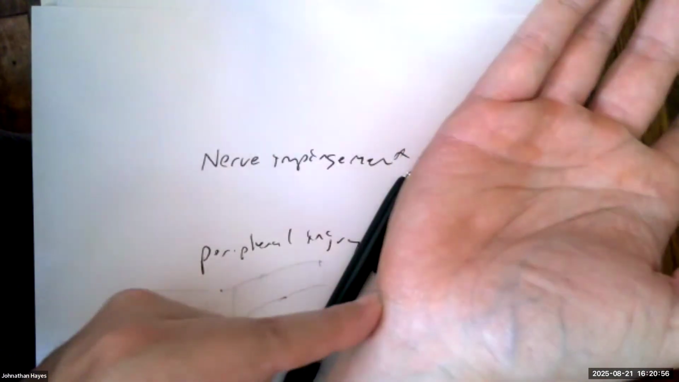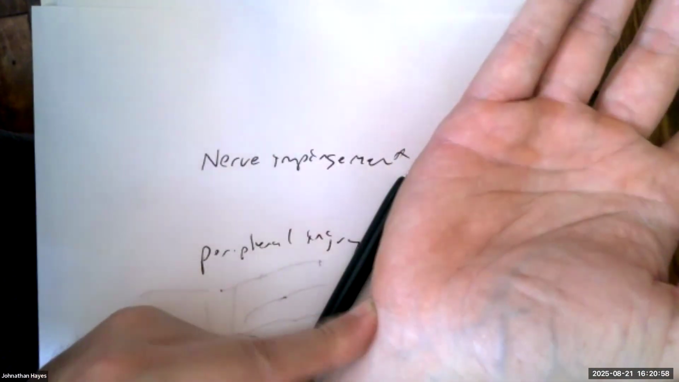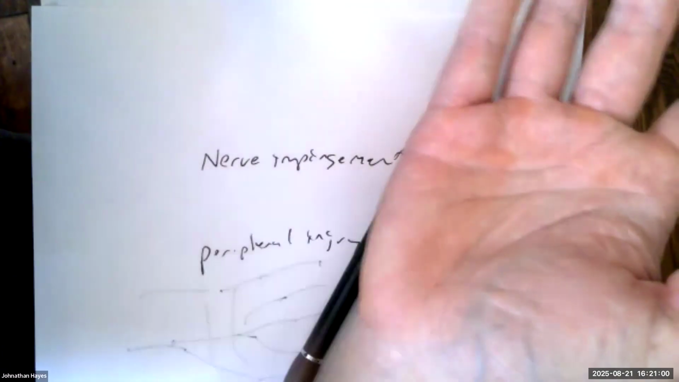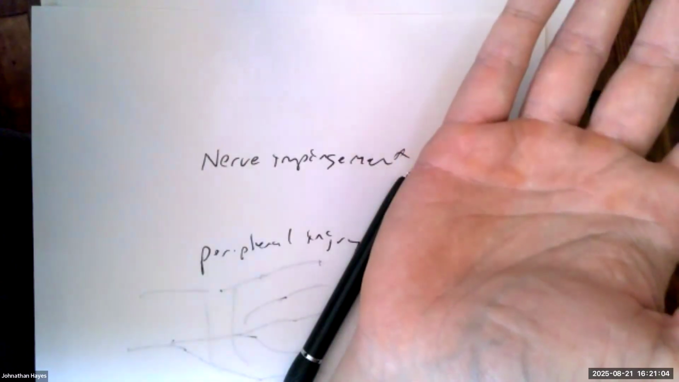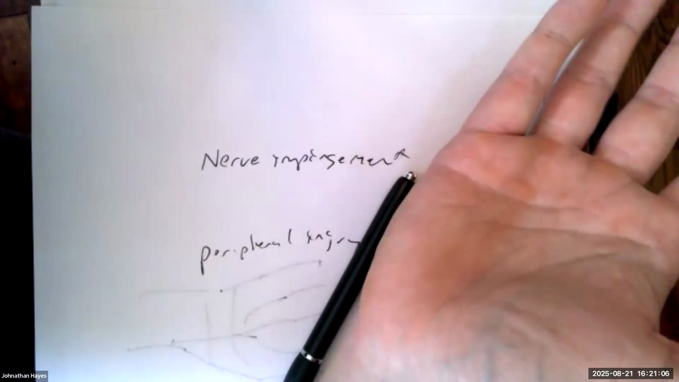It could be the ulnar nerve itself, because a lot of times people get damage to the ulnar nerve right here. And that would affect this part of the hand. Or it could be a C8 nerve root impingement. So how could I tell the difference?